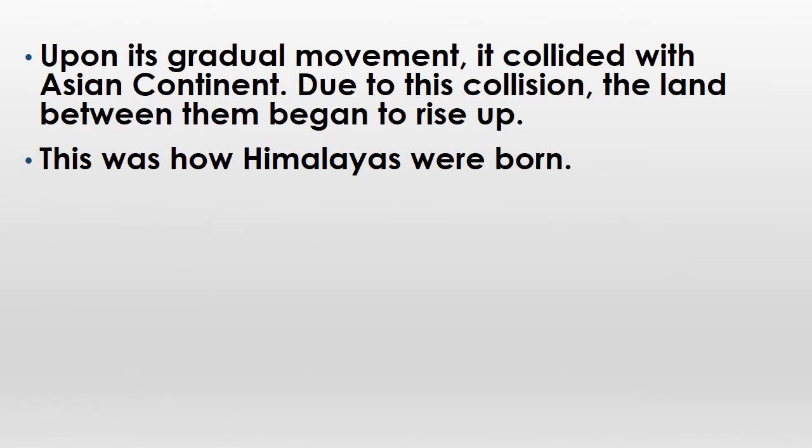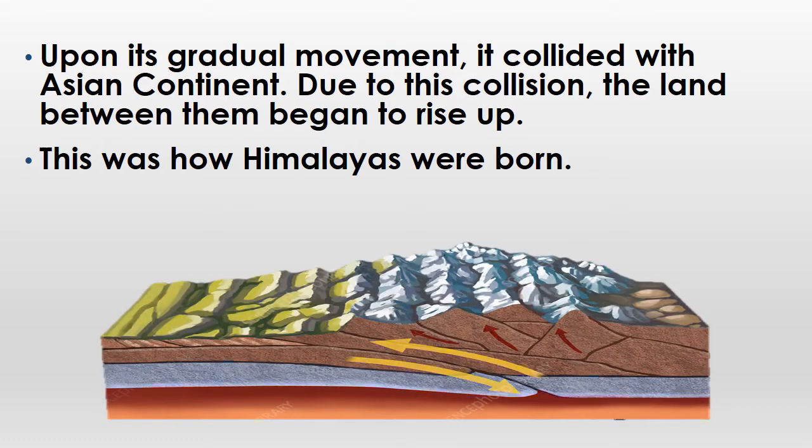Now see, when they struck very hard, they collided very hard together, India and Asia. Due to their collision, what happened? The land between them began to rise up like this. Can you see? The land from both the sides, they collided and the land in between, it rose up. And this is how the high Himalayas were formed.